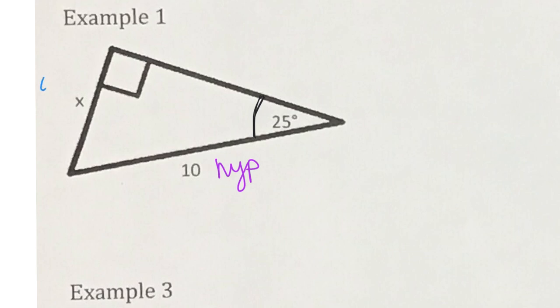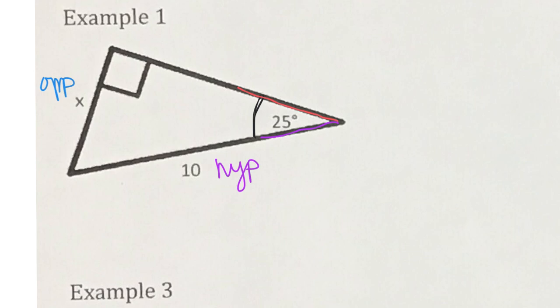X is the opposite side, right? This is the adjacent side. The adjacent side and the hypotenuse make up your angle. So do we know the adjacent side? Do we know what the length of the adjacent side is? No. So this is not important to our problem right now.